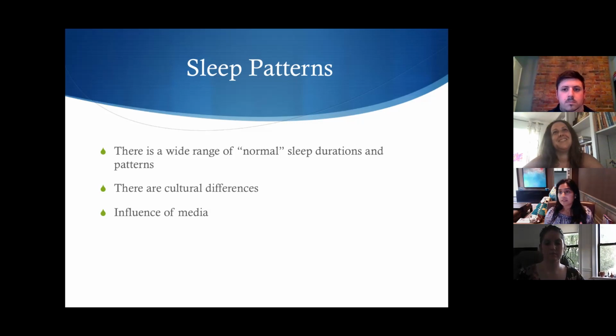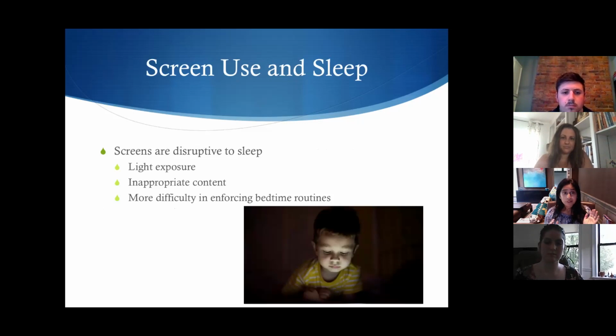There are a lot of families and a lot of children that are very used to having a TV on in the background as they fall asleep. And even though that might feel like a really normal and good routine for you, it's actually not the best strategy in terms of long-term sleep pattern, because the light from that television actually impacts one of the hormones in your brain that helps you sleep. We'll talk a little bit more about that in a bit. So screens are disruptive to sleep. The light exposure can suppress a hormone in your brain called melatonin. And melatonin is one of the hormones that helps you fall asleep.